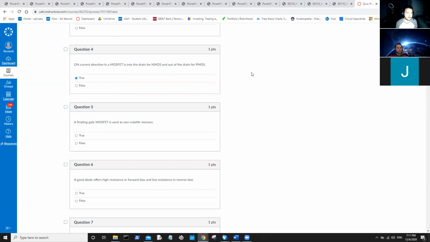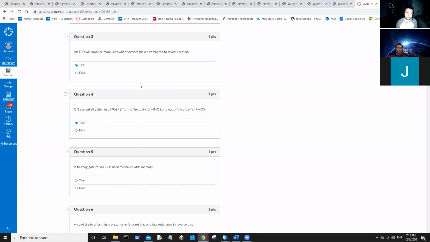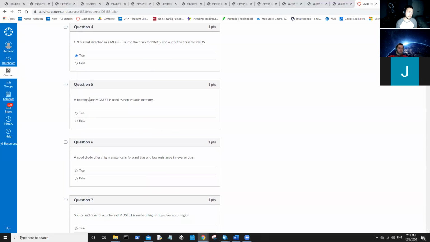It's super handy. Because when it comes to these questions, as I said earlier, there's no calculation to be done for a single one of them. It's all just remembering topics or concepts. This is something he did in his second to last lecture, where he just talked about applications. A floating gate MOSFET is used as non-volatile memory. Yep, that's true.